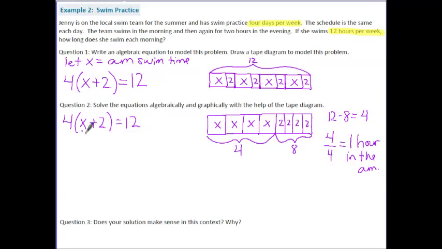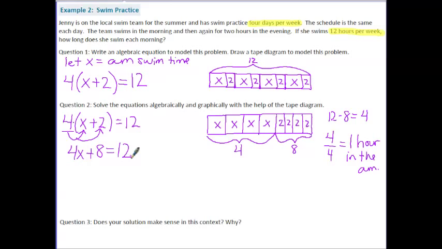P stands for parentheses. I can't combine x and 2 because they're not like terms. I don't have any exponents in my problem. So the next thing I'm going to look for is multiplication. What I notice is I have multiplication here. We're multiplying 4 by distributing to the x and the 2. So 4 times x will give me 4x, and 4 times 2 will give me 8.